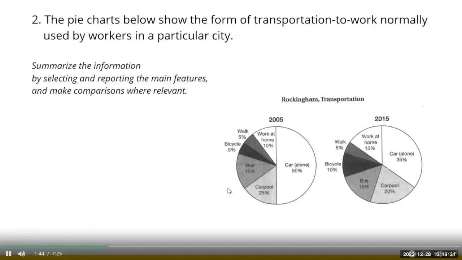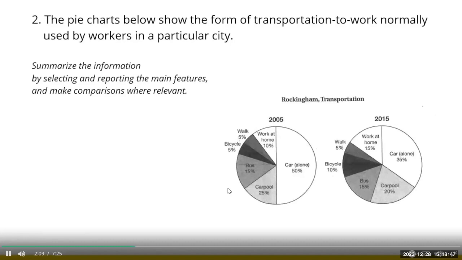And now we are going to discuss our graphic type 2, which is a pie chart. And as you see on the slide, we have 2 different pie charts that represent different years, 2005 and 2015. So before analyzing your pie chart, make sure you read your topic carefully and understand what the main idea of these pie charts is. So the topic always contains the most important details, so make sure you read it.